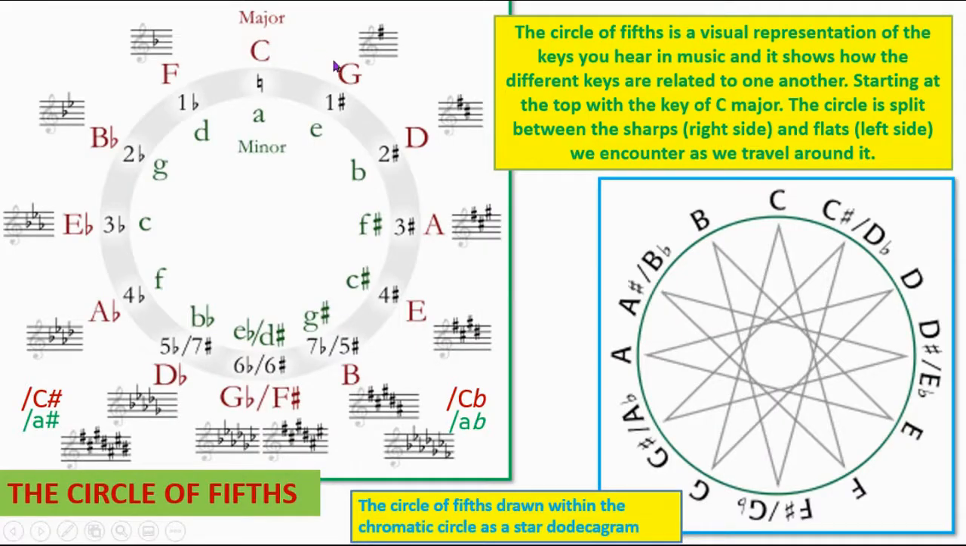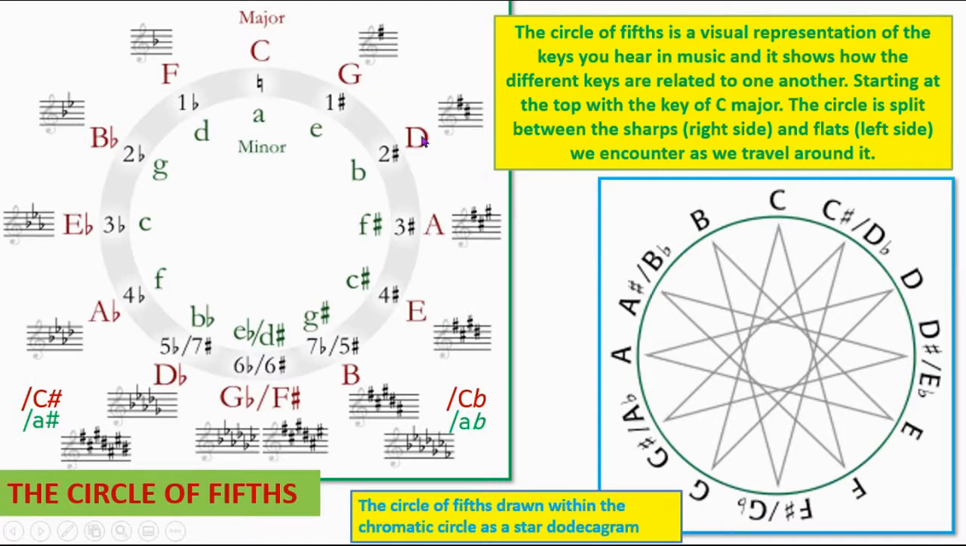Between each key signature, we actually have a perfect fifth interval. So between C major, or Do major, and G major, which is Sol major, it's a perfect fifth. C major, we don't have any key signature, we don't have sharps or flats. G major, we have one.